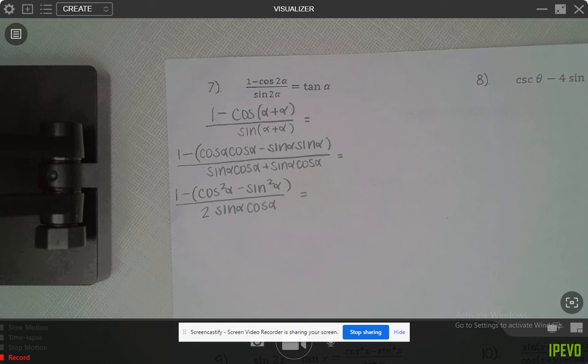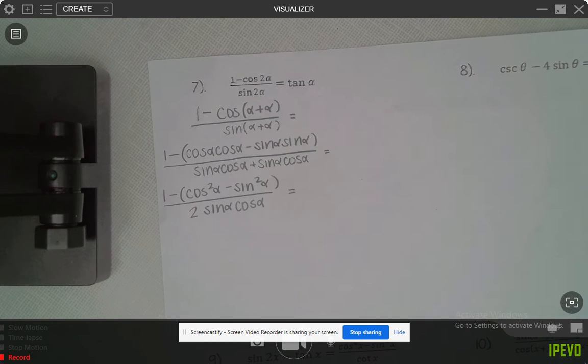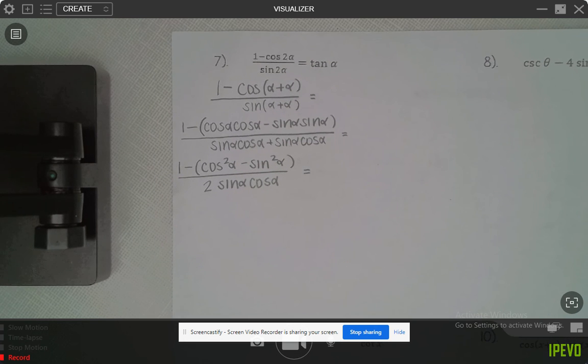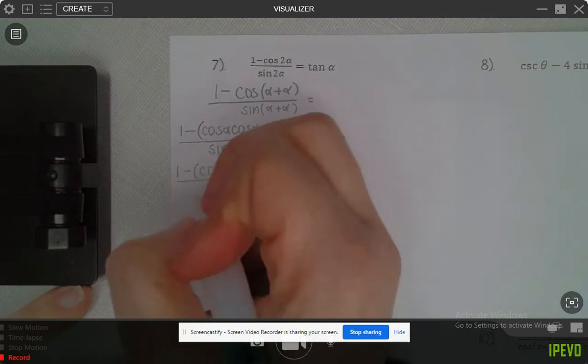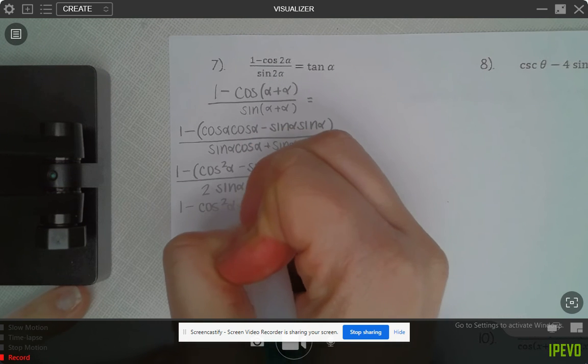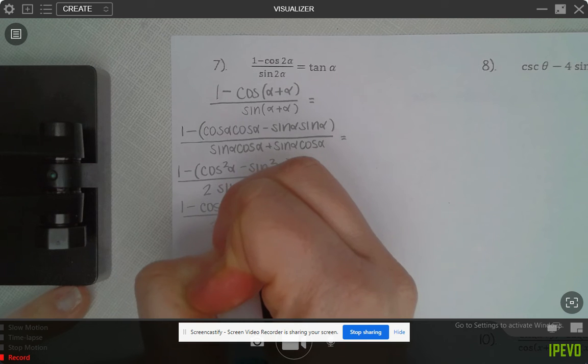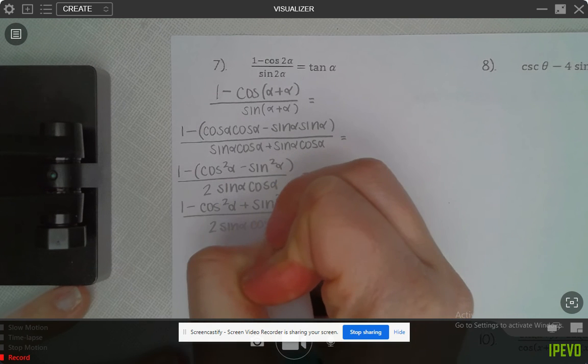What's bothering you that's there that you don't want there? Those parentheses, right? Do we want parentheses over here at all? No. So can we just get rid of them? How do I get rid of them? Well, how do I take them away? I got to distribute the -1, right? I got to distribute the negative. So I have 1 minus cosine squared of alpha plus sine squared of alpha divided by 2 sine of alpha cosine of alpha.